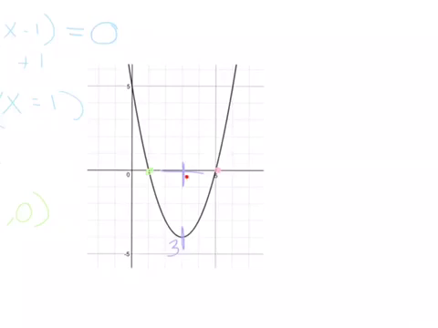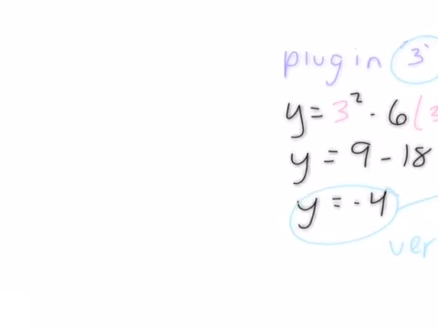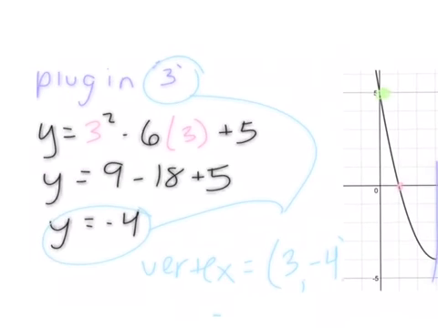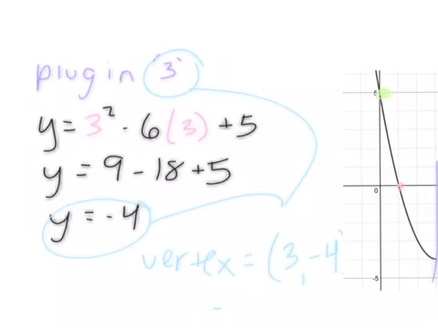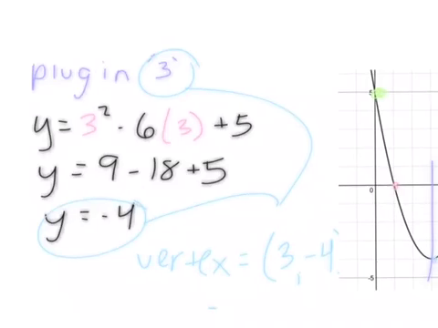And because we know that our x-coordinate for our vertex is 3, we can plug that into our first equation. It's going to be y equals 3 squared minus 6 times 3 plus 5, which is going to give us y equals 9 minus 18 plus 5, which is going to give us y equals negative 4. We know that's our x-coordinate, that's our y-coordinate, so our vertex is going to be 3, negative 4.